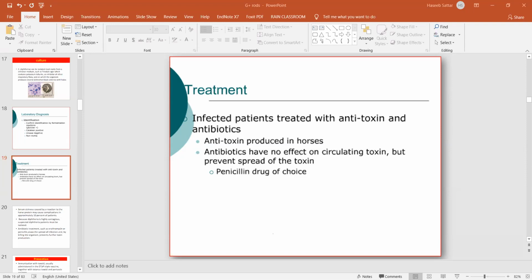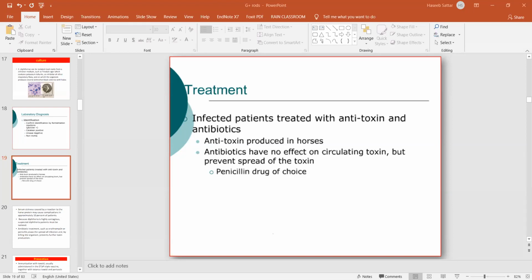So there are two strategies. One is to neutralize the toxin, and the second is to kill the bacteria. A single dose of horse serum antitoxin actually provides a benefit, as it can neutralize all the circulatory toxin. So a single dose of horse serum antitoxin can inactivate the circulatory toxin.